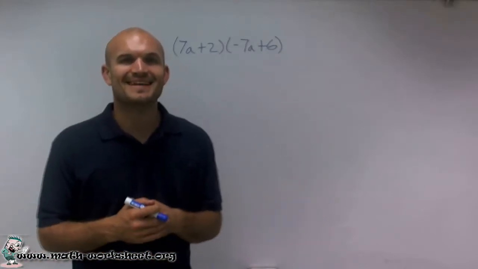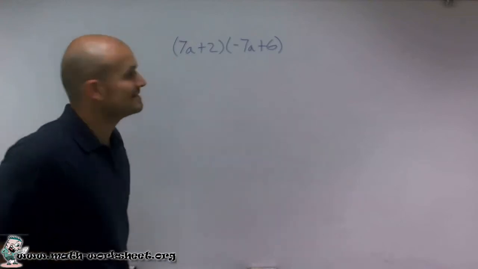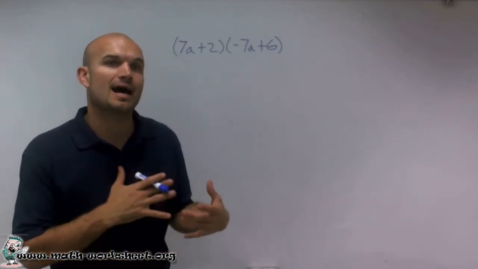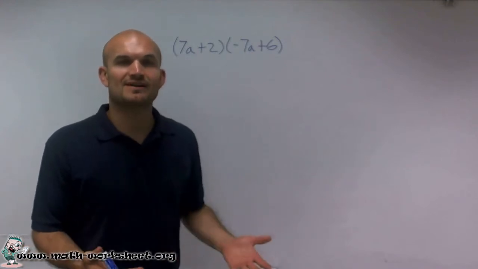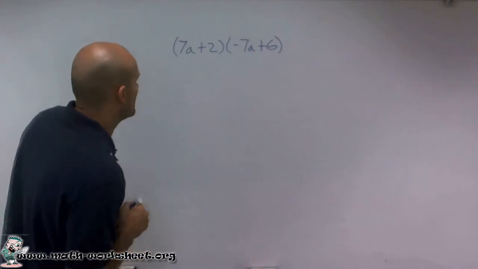Welcome. What I want to do today is show you how to multiply this binomial, 7a plus 2 times negative 7a plus 6. What I'm going to do on this one is show you how multiplying binomials is very similar to just multiplying integers, where we're going to get an area.